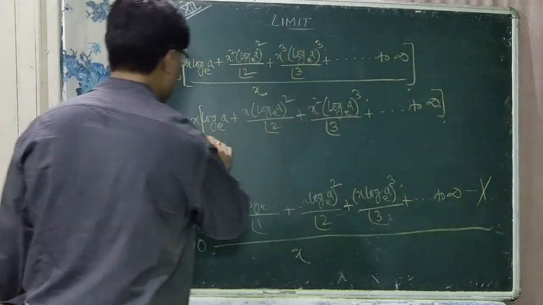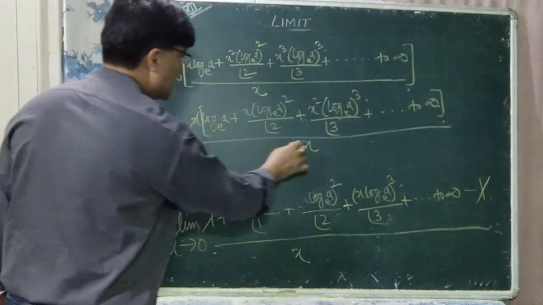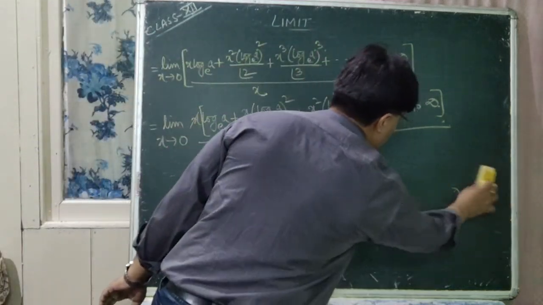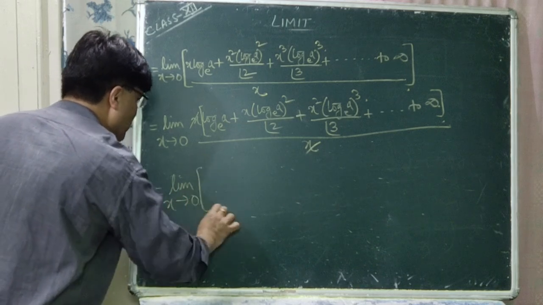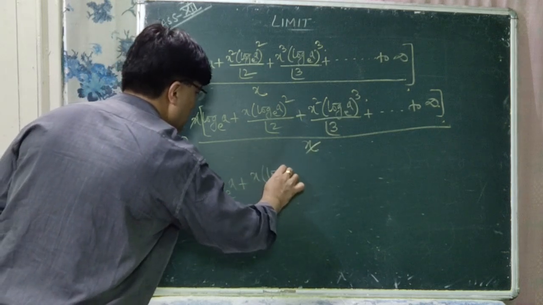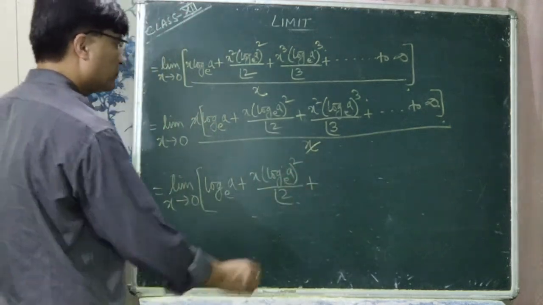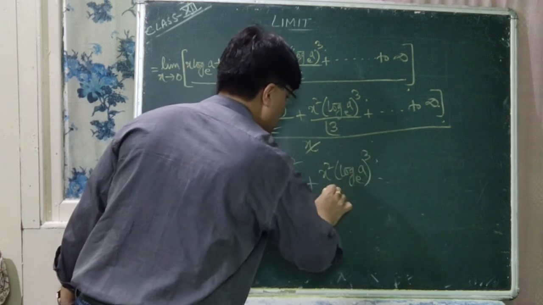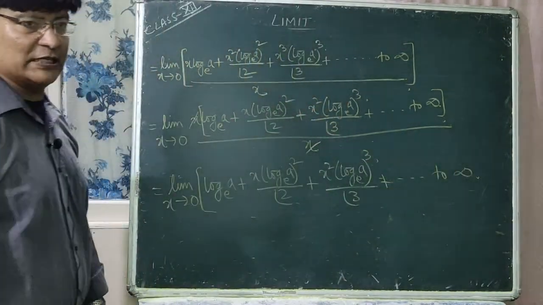So here third bracket is closed, then this whole divided by x. So here you can cancel this x, you can cancel them, right? So you can cancel it. So write down the remaining terms now. What are the remaining terms here? Which is equal to limit x tends to 0 within third bracket. This is log a base e plus x into log a base e whole square divided by factorial 2 plus then this is x square log a base e whole cube divided by factorial 3 plus dot dot dot, it goes up to infinity.